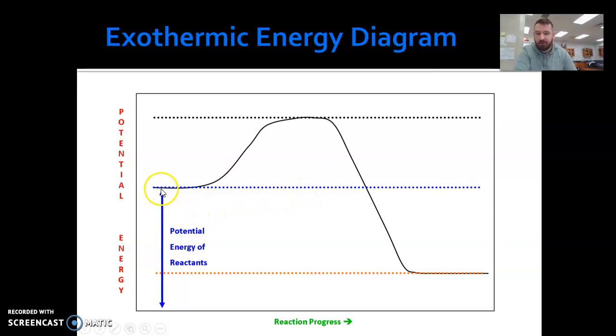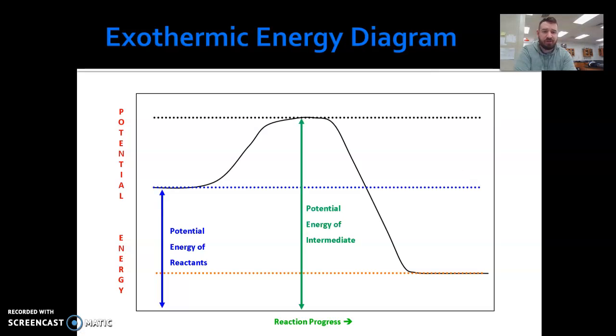On the left here, you want to draw the arrow up and down and label this as the potential energy of the reactants. As you go higher and higher on the y-axis, we are increasing in potential energy. And as we go across, we're getting towards the end of our chemical reaction. So the beginning of our chart would be the reactant side. The middle is going to be when the reaction is actually occurring, and the end of our chart is going to be our products, or what's left over after the reaction.